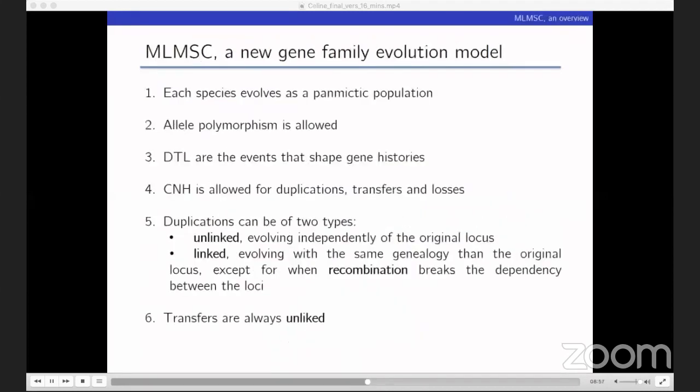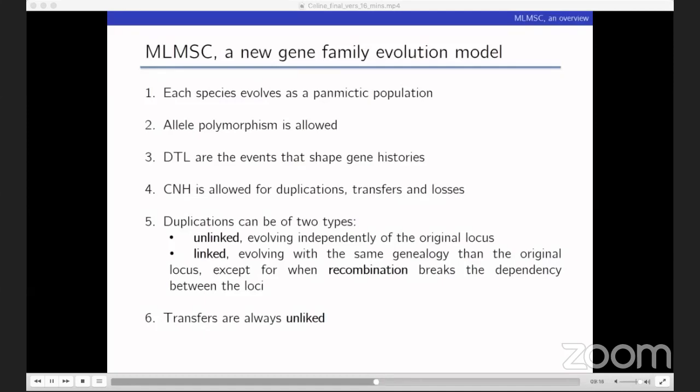Other methods exist that consider ILS and DTL, such as Notung, etc., but they are rather reconciliation algorithms and not proper models of evolution, and they do not properly take into account copy number hemiplasy either, so because of time constraints I will not consider them here. I will now describe our model of gene family evolution, the Multilocus Multispecies Coalescent.